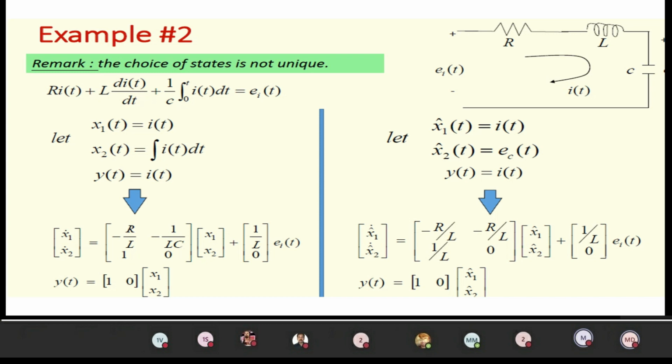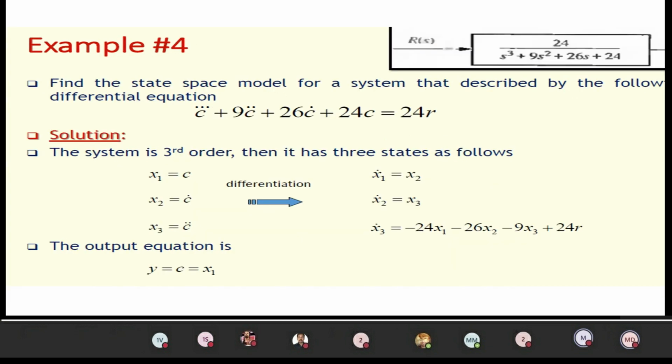From that you can write the state model, and also you can draw the state diagram. This is a simple thing you can understand from the previous problem also. Here you can see c triple dot, therefore three state variables will be available. The first variable is considered as x1, the second, c dot, is considered as the second state variable, and c double dot is considered as the third state variable.